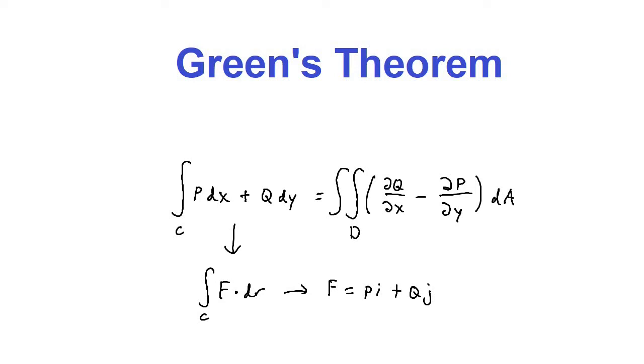So let's take a look at Green's theorem. Let's say we have a closed curve C and it completely surrounds the region D. And so Green's theorem gives the relationship between the line integral under C and the double integral over the region D.